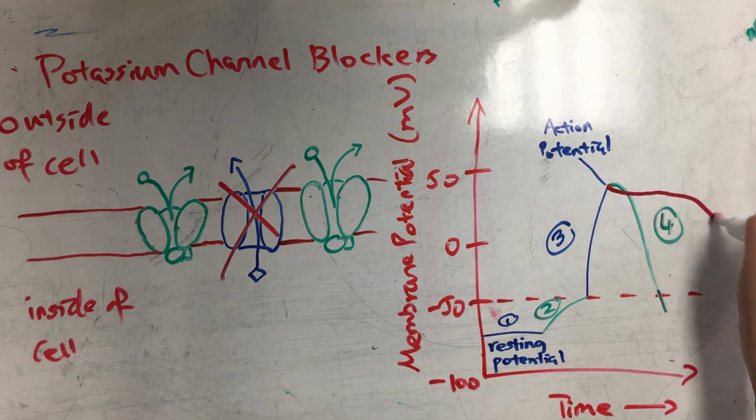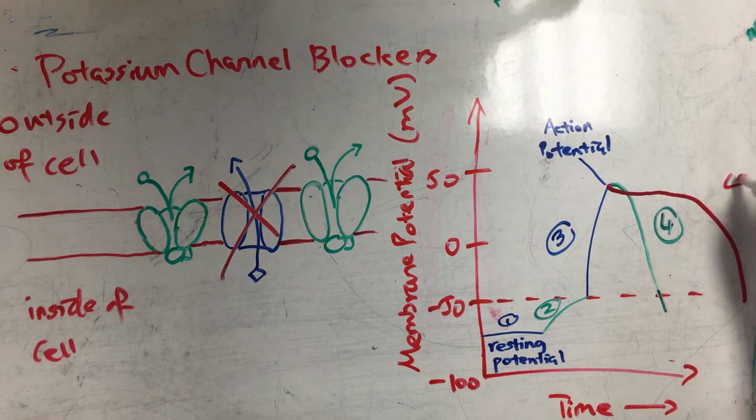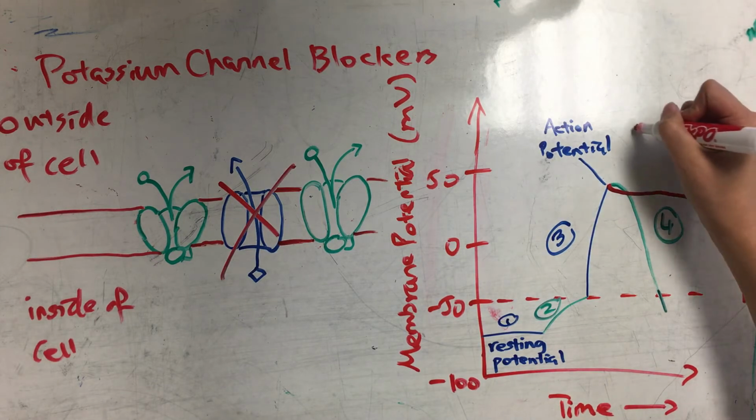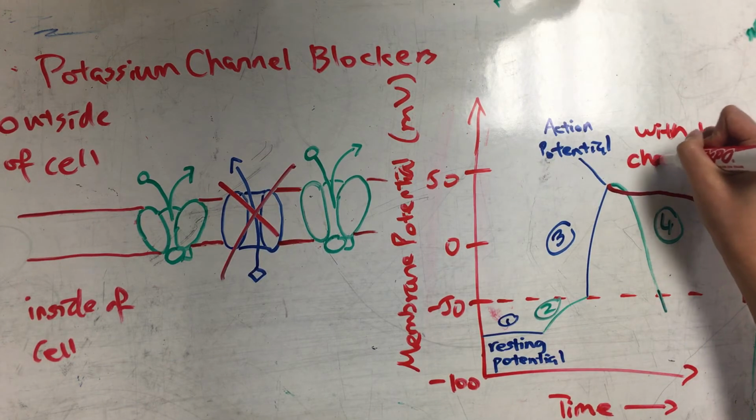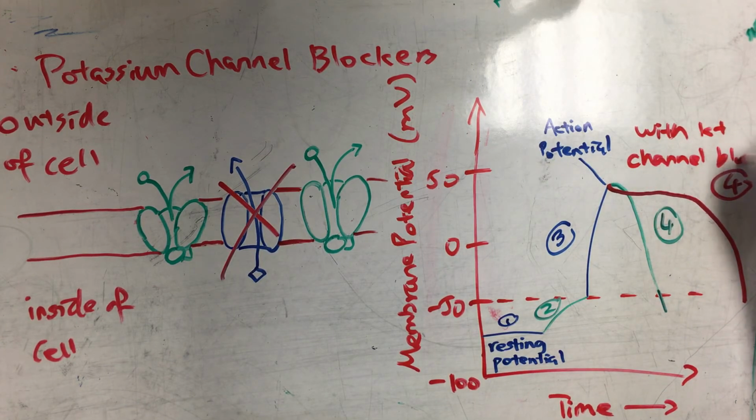The action potential is prolonged, and neurons keep sending signals, which may cause hypersensitivity and exhaustion of muscles. For example, ibutilide is a potassium ion channel blocker that treats irregular heartbeats.